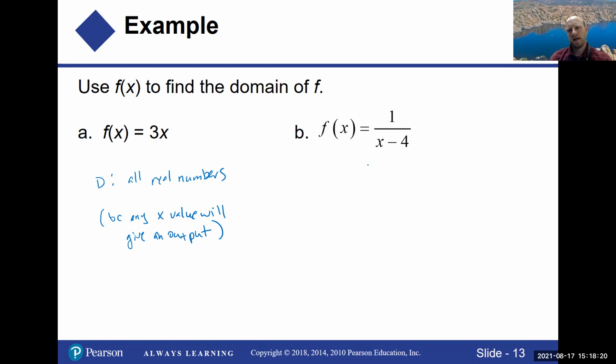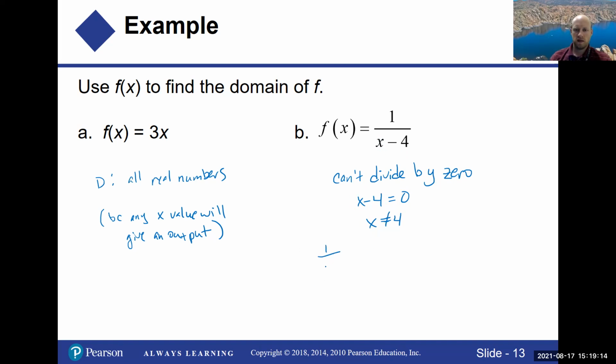So here, in the function f of x equals 1 over x minus 4, does every x value give an output? Well, no. What wouldn't work here? If we remember division, what can't we divide by? 0, right? So what x value would make us divide by 0 there? Well, it would be 4. You could also do that by solving the equation x minus 4 equals 0, which gives x equals 4. So x cannot be equal to 4 here.